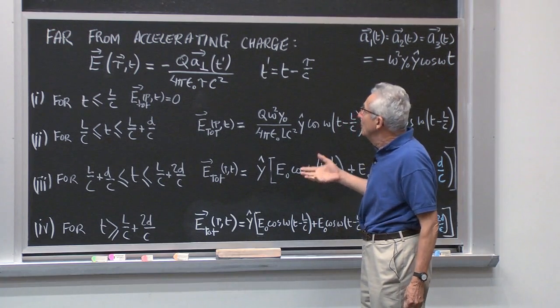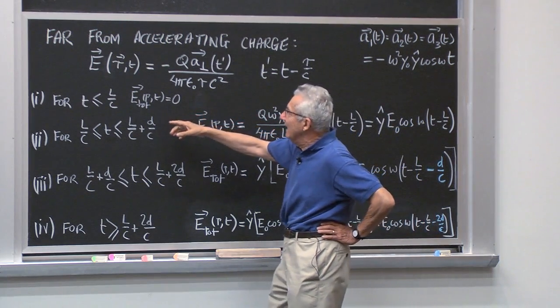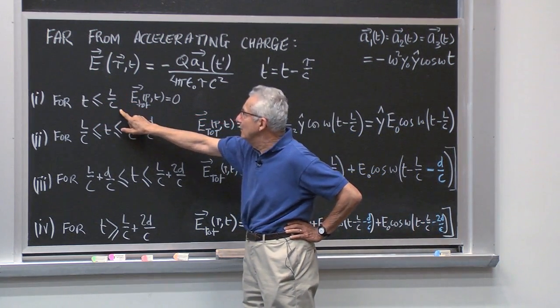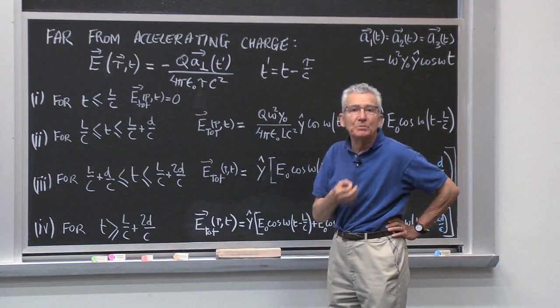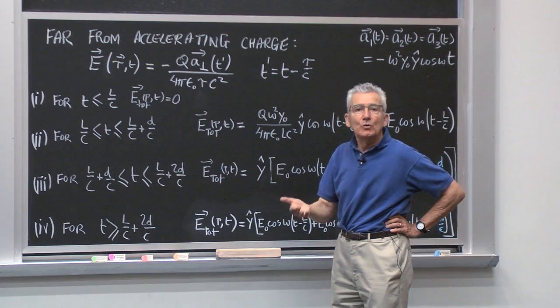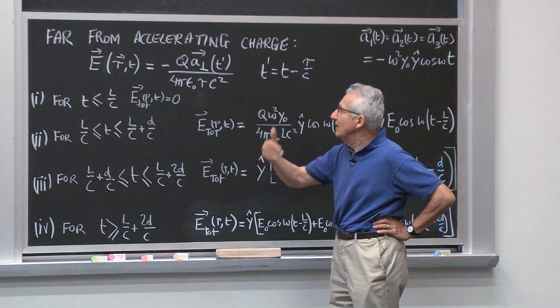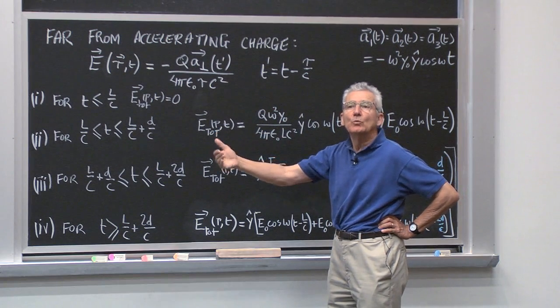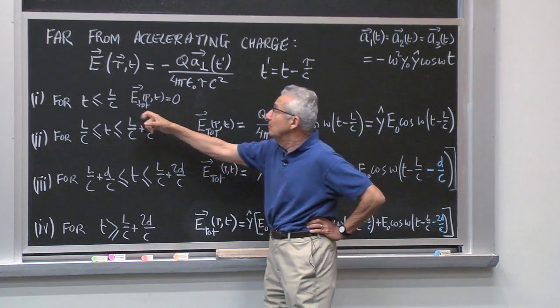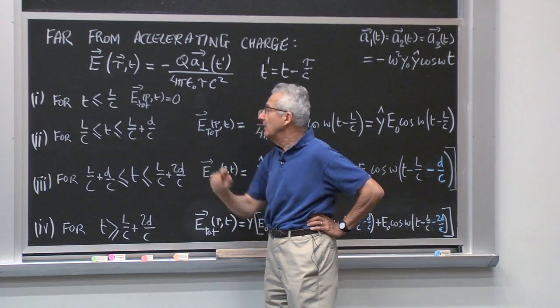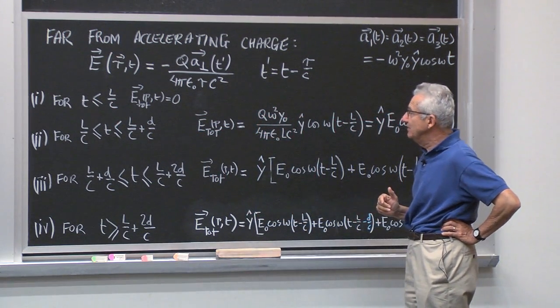All right, so once again, for t less than L over c, the electric field at position P will be 0. There was no earlier accelerated charge which radiated an electric field which got here before this time. Okay, so that's nice and easy.